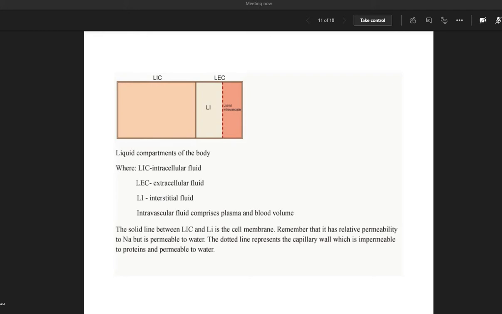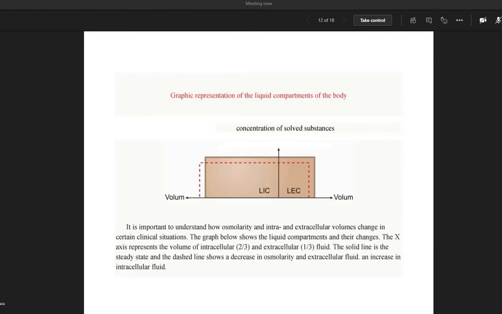Don't forget that the capillary wall is permeable for water, so the water can move through this wall as it pleases, but the proteins not. The proteins will stay inside the vessel. Okay. So get used to this because you will have an exercise to do using this.